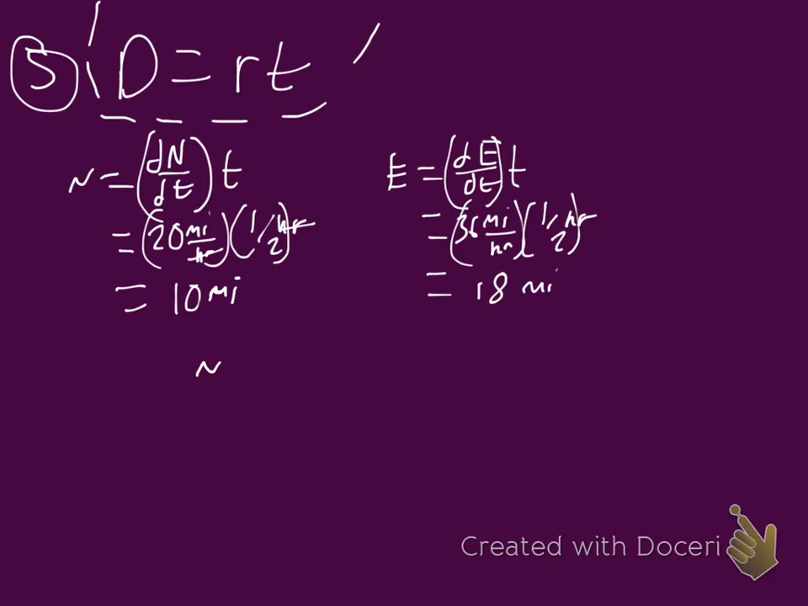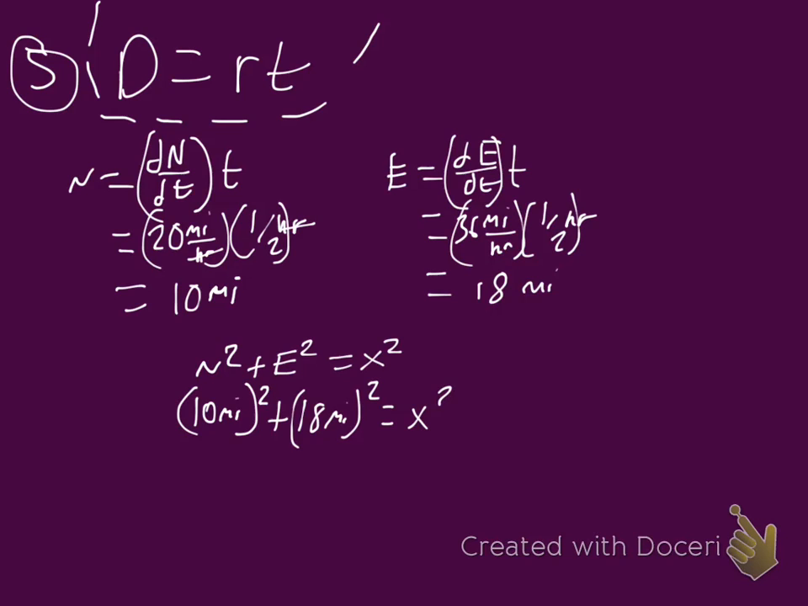So remember, n squared plus e squared equals x squared, right? Never forget the Pythagorean theorem. So n squared is 10 miles. Always write the units. Always write the units. e squared is 18 miles. 10 squared is 100. 18 squared is, what is 18 squared? I don't exactly know what 18 squared is. I'll have to do that on the side. I should know this, shouldn't I?